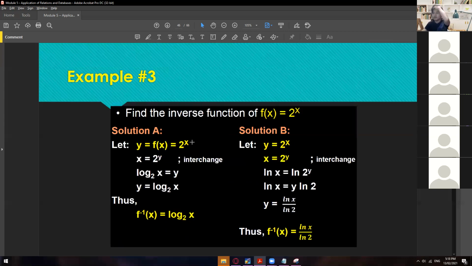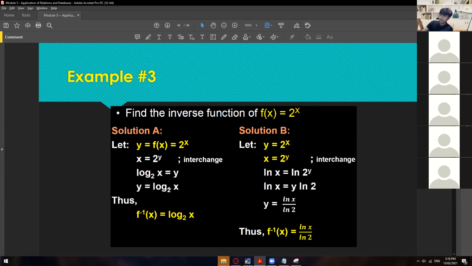Anyway, we have another example here wherein f of x is equal to 2 raised to x. We have two solutions for that, both of which are correct. So y is equal to f of x is equal to 2 raised to x. Again, just interchange, so x is equal to 2 raised to y. Then we can bring down this y by using log. Whatever is the base here will be the base of your log now. So log base 2 of x is equal to y. In that case, we were now able to bring down y. Then again, just solve for y. So y is equal to log base 2 of x. Thus, your inverse function of x is equal to log base 2 of x.